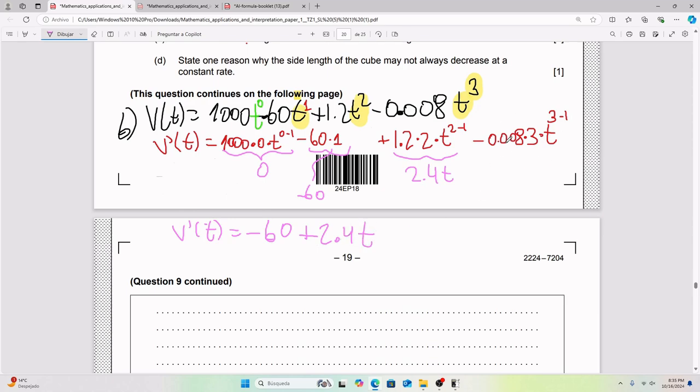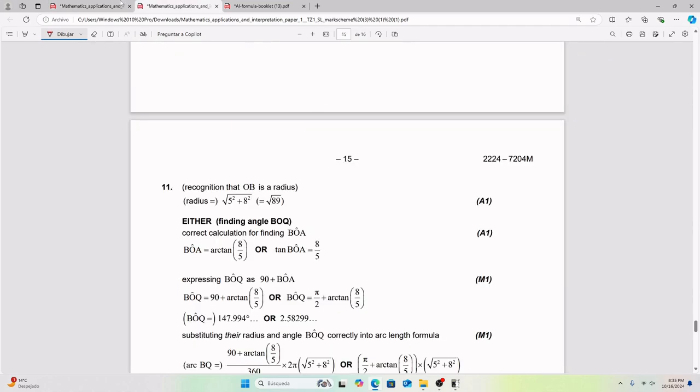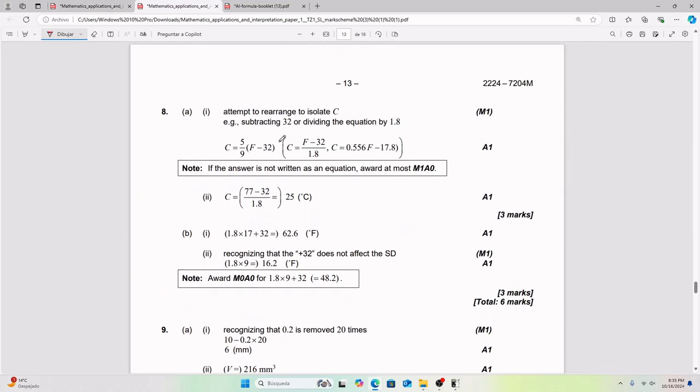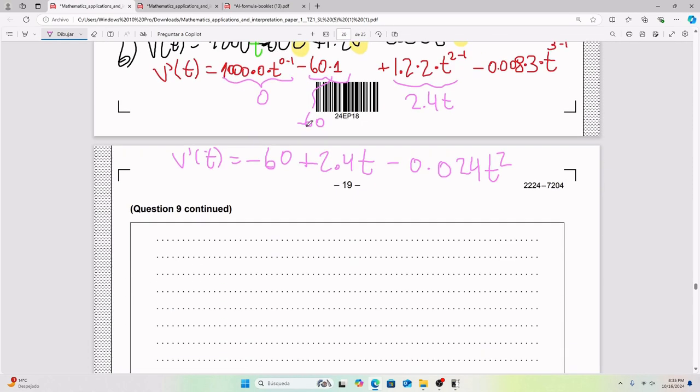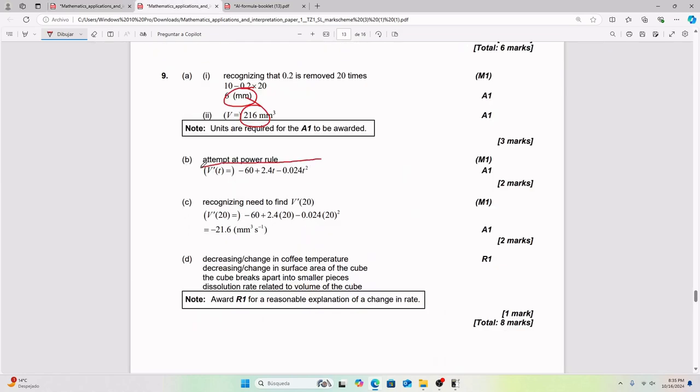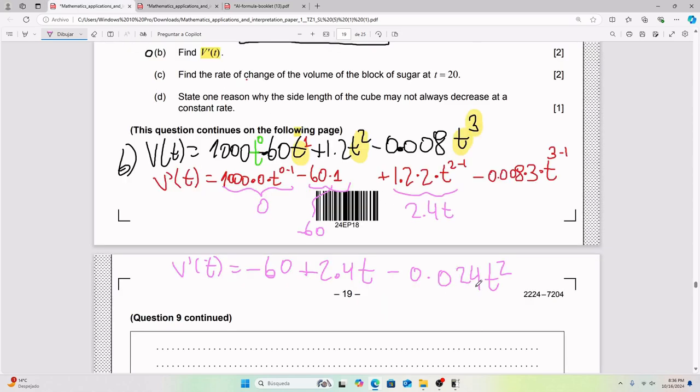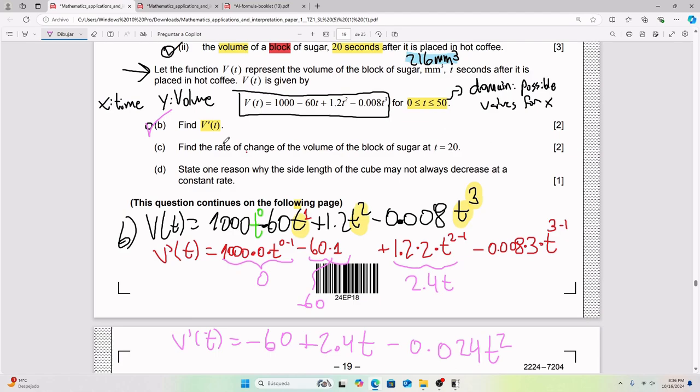And for this last term, you end up with 0.008 times 3, so that should be minus 0.024 times t to the power of 2. Okay, and just so that you believe me, we are talking about number 9. And well, there's the 6, there's the 216 that I mentioned earlier, all good. And for part B, there it is, the negative 60 plus the 2.4 minus the 0.024. So that would be for part B.